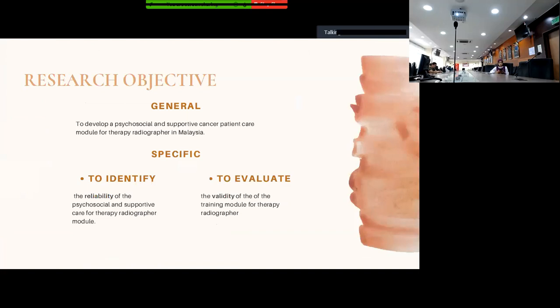So this is the research objective. Generally, we want to develop the psychosocial and supportive cancer patient care module for therapy radiographers in Malaysia. Specifically, to identify the reliability of the psychosocial care module and also to evaluate the validity of the training module for therapy radiographers.